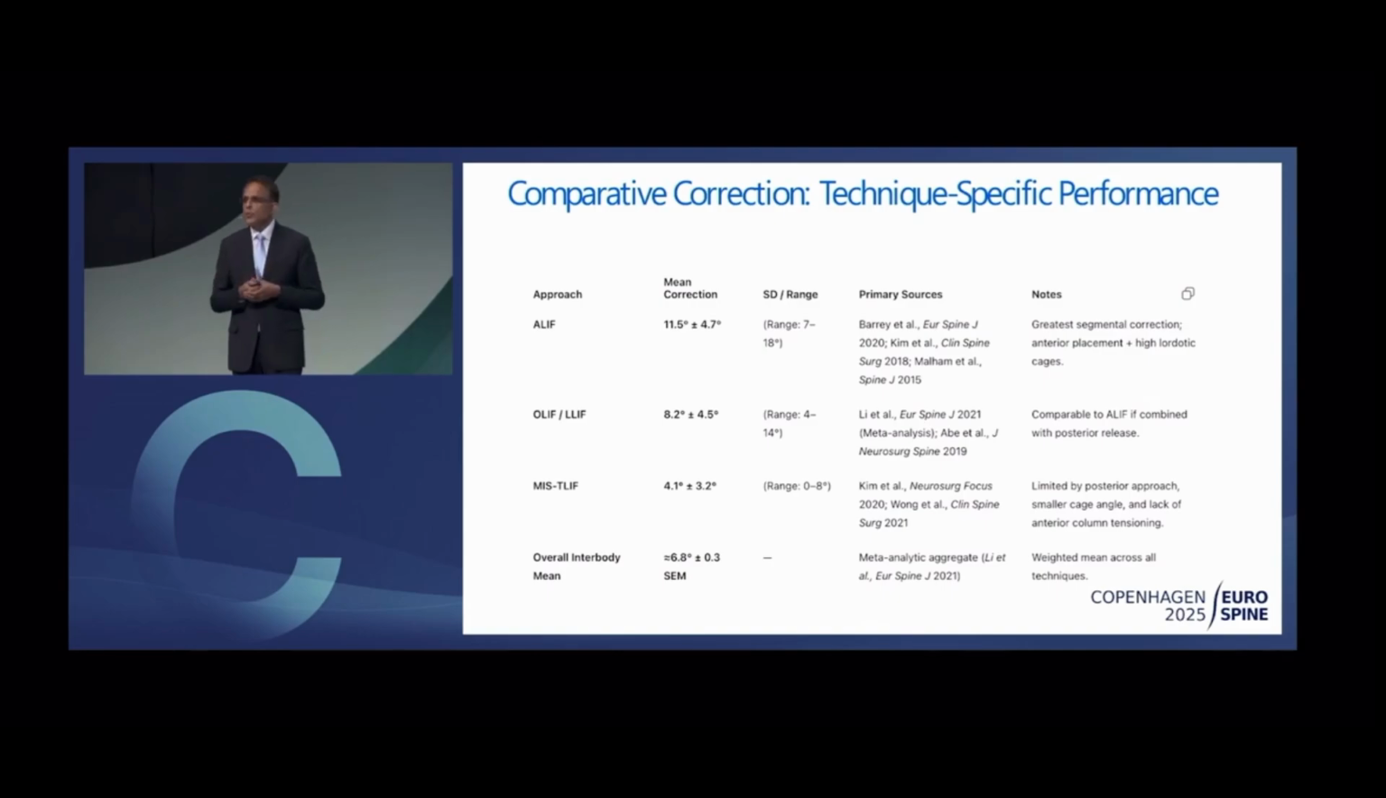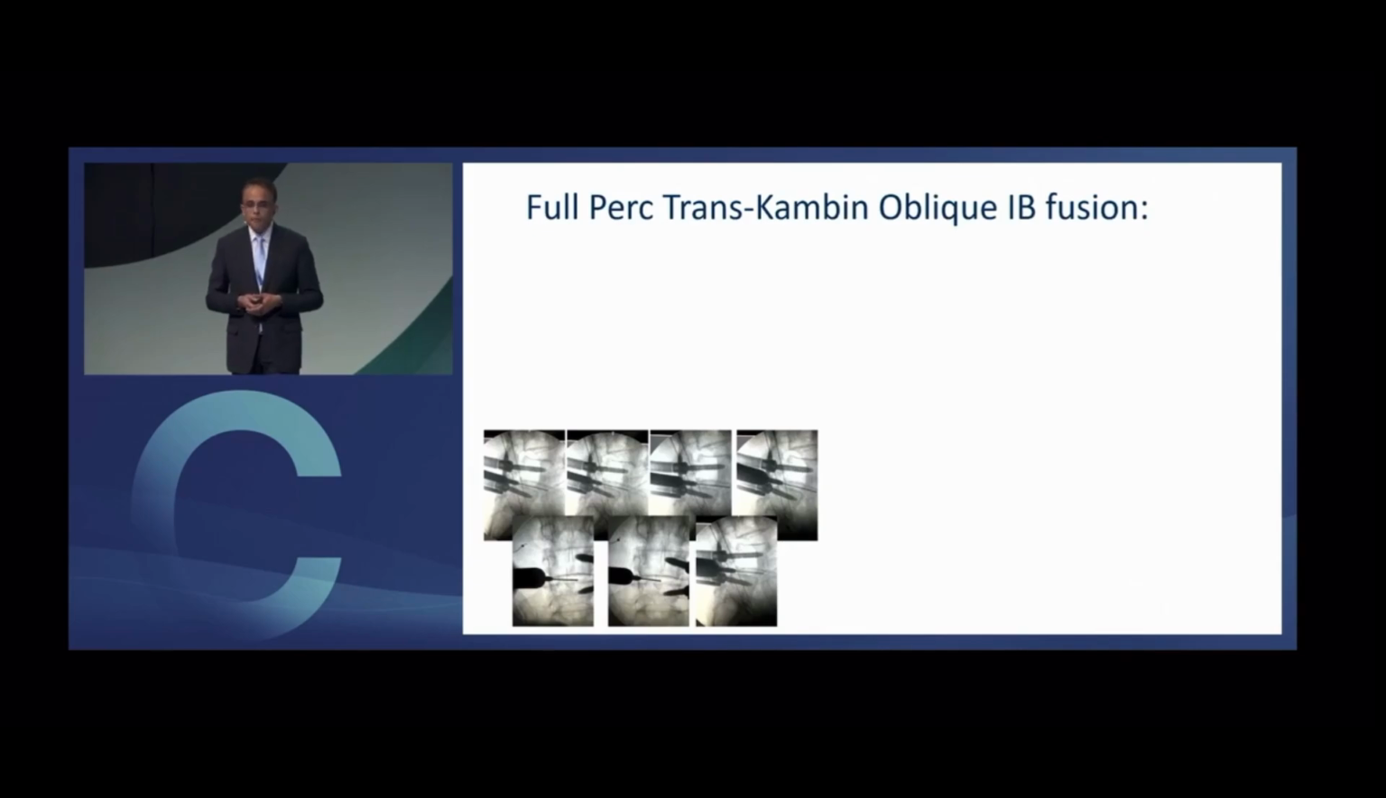So in a nutshell, when you compare all these techniques, ALIF leads the pack with the maximum amount of lordosis correction possible, followed by OLIF. MIS TLIF slightly lags behind, but if you employ certain techniques, you can get away with doing good MIS TLIF and achieve a better lordosis. Now that is the new baby in town, and we call it a full percutaneous transforaminal oblique interbody fusion. Where does this technique stand as compared to lordosis?